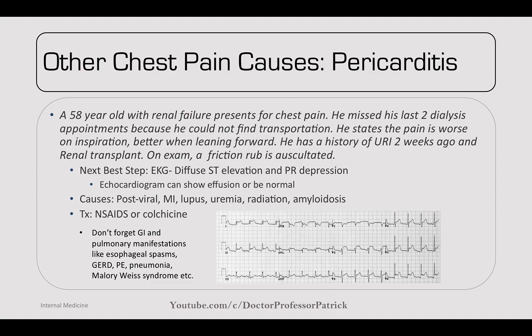Uremia from missing his dialysis appointments, usually a uric acid or a BUN above 50, can cause this. Radiation and amyloidosis are also rare causes. So you can treat this with NSAIDs or colchicine. And don't forget the GI and pulmonary manifestations of chest pain like esophageal spasms, GERD, PE, pneumonia, Mallory-Weiss syndrome, etc. But this is it in terms of the cardiac section for chest pain.